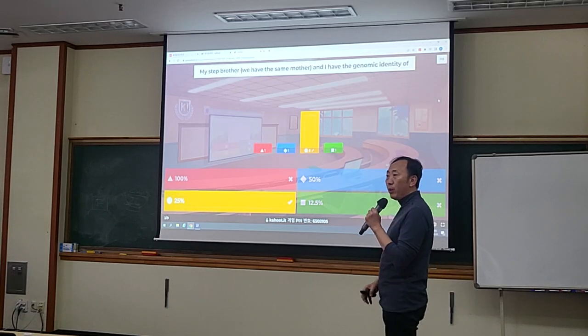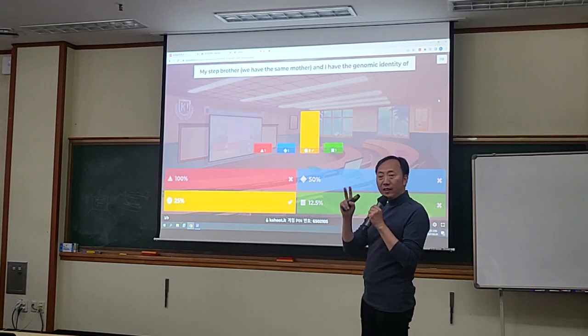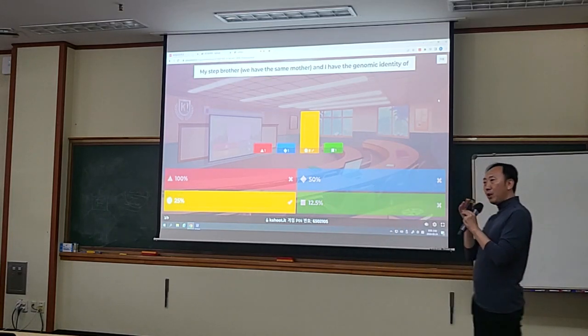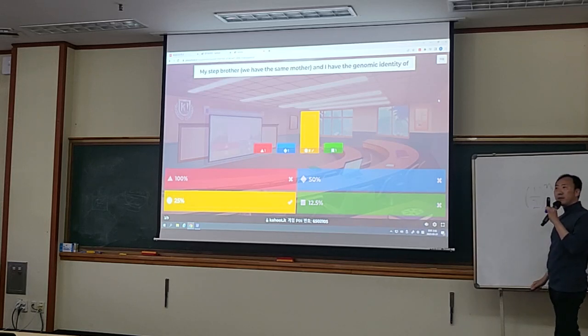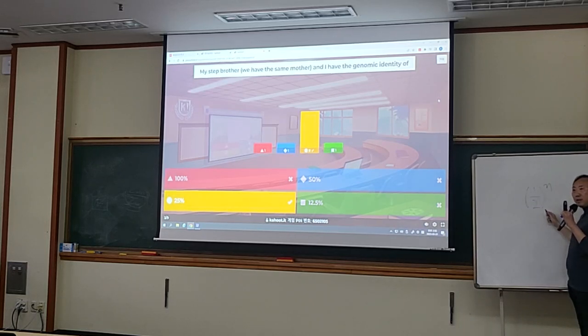Okay, if we have only one side connection, then that rule works perfectly. Then the relationship should be this, right? One node, half. Two nodes, half over half. Three nodes, 삼촌, uncle, is a 1/8 kind of relation.